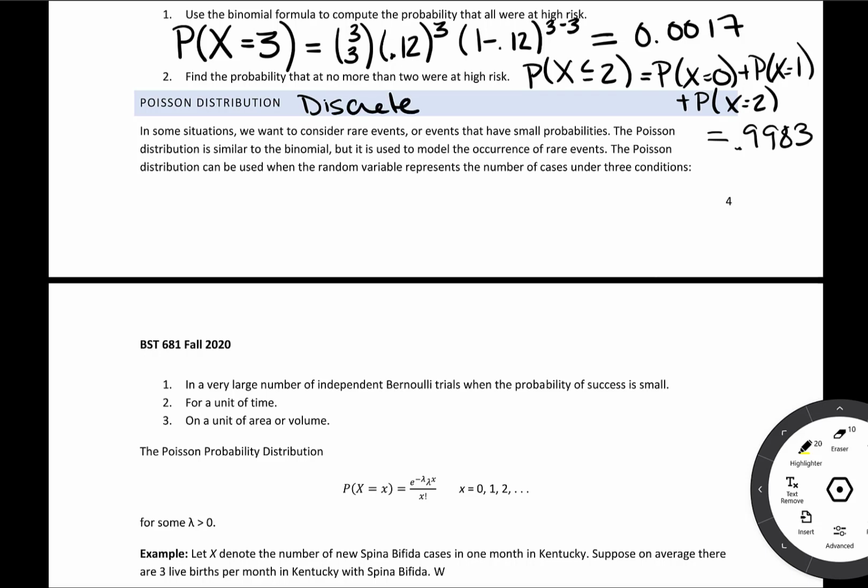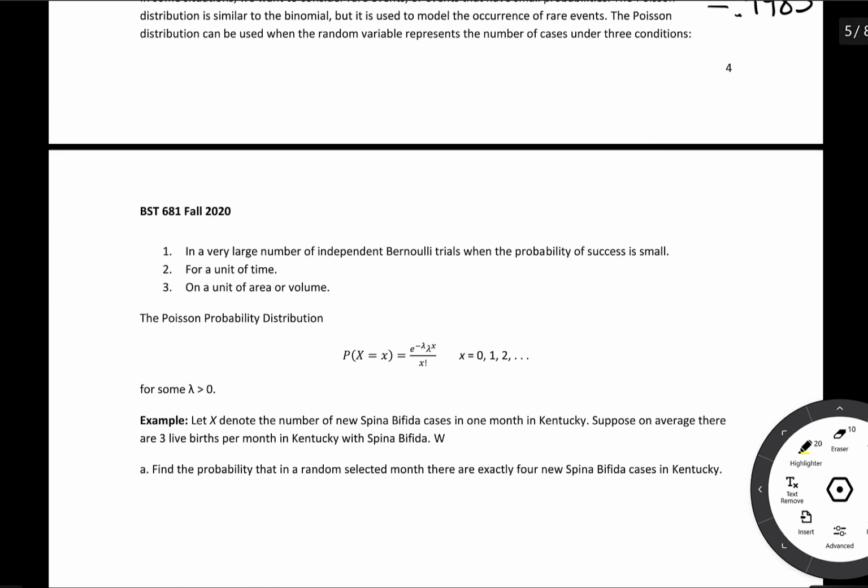So in some situations, we want to consider rare events or events that have small probabilities. The Poisson distribution is similar to the binomial, but it's used to model the occurrence of rare events, and it can be used when the random variable represents the number of cases under 3 different conditions. And a very large number of independent Bernoulli trials when the probability of success is small, for a unit of time, and on a unit of area or volume.